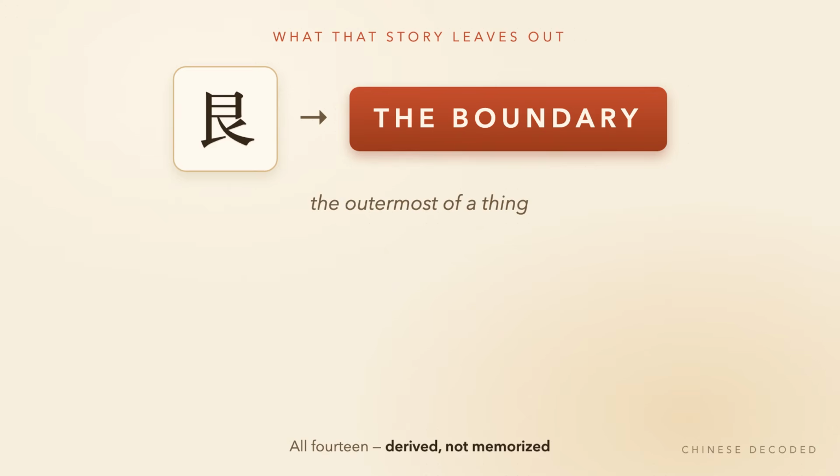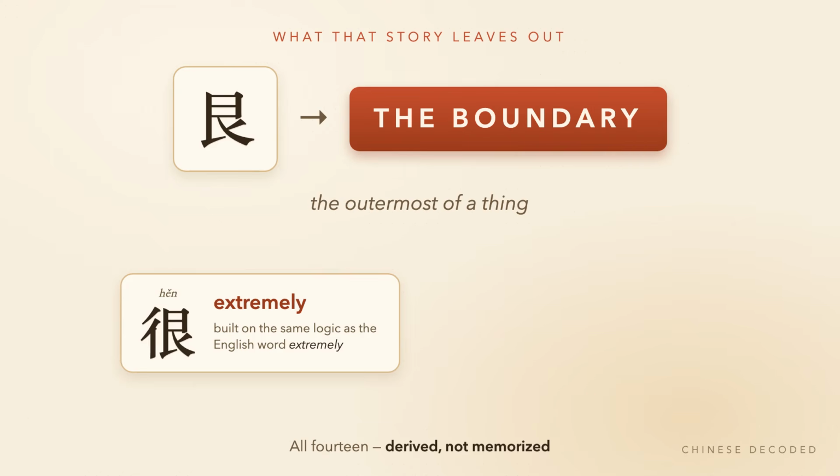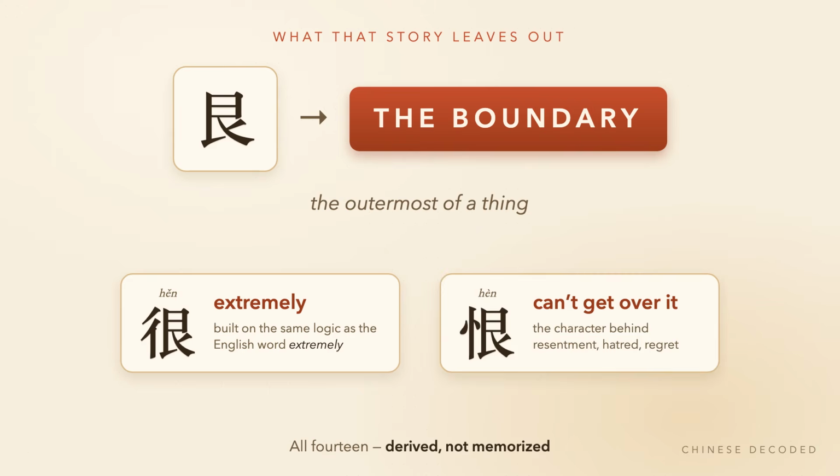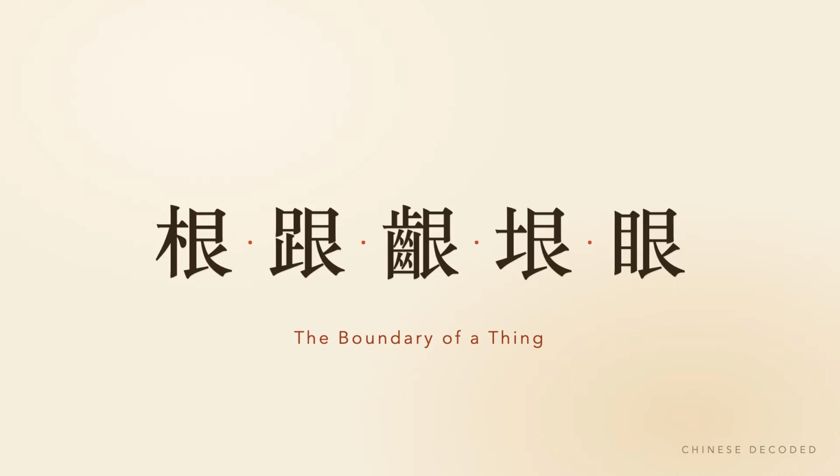By the end of this video, you will be able to derive the meaning of all 14 characters. And you will also see how the character for extremely is built on exactly the same logic as the English word extremely, and the underlying emotion behind resentment, hatred, and regret from the lens of the Chinese language. Let's start with the plainest face of the boundary, the outermost of a thing.